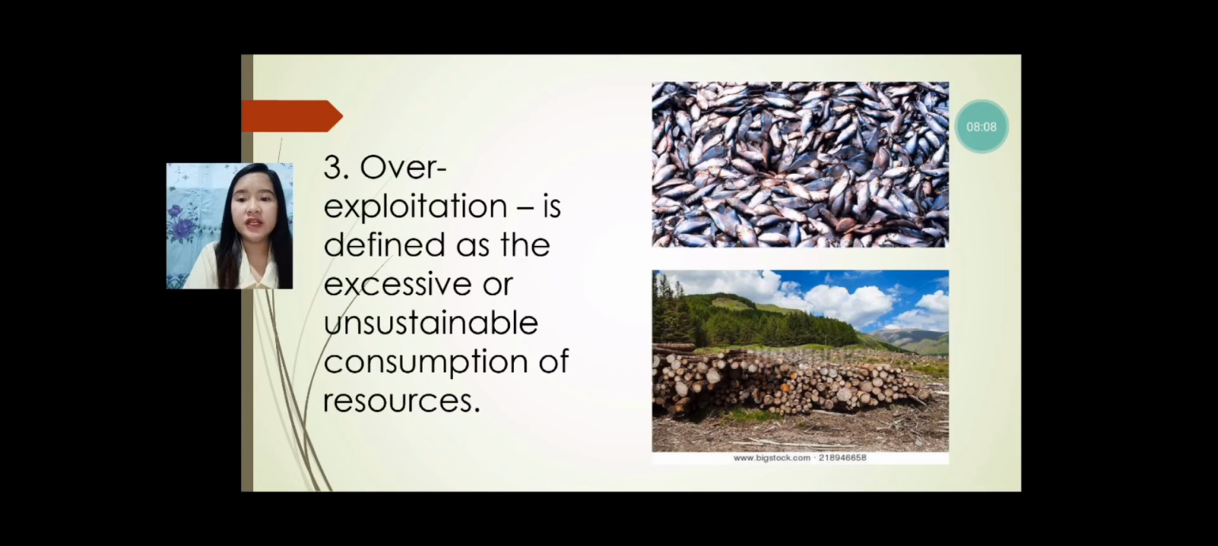Number 3 is overexploitation. It is defined as the excessive or unsuitable consumption of resources. Some examples of overexploitation include illegal logging, which causes the decline of hardwood trees, and overfishing of the endemic fish tawilis found in Taal Lake, which resulted in the decrease in its population and eventual endangerment.